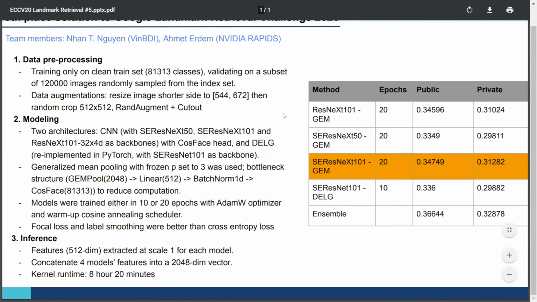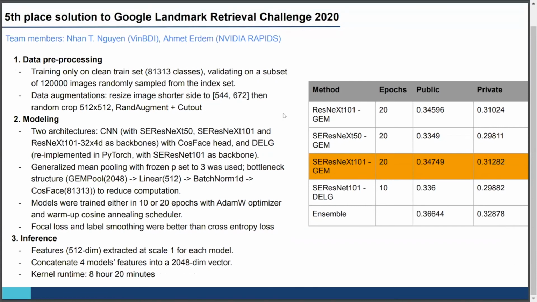Are there any questions from the audience or the organizers? Could you clarify something? You mentioned using ArcFace loss, but then there is a comment about cross entropy loss and label smoothing. Can you please give some more details about this? What's the role of label smoothing and what kind of label smoothing do you use?